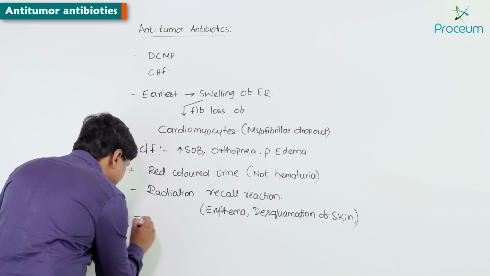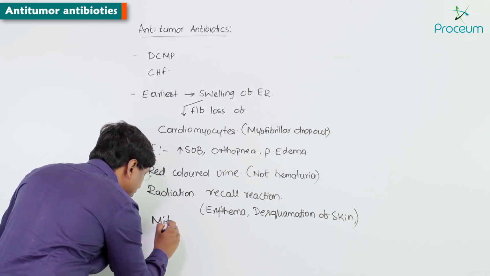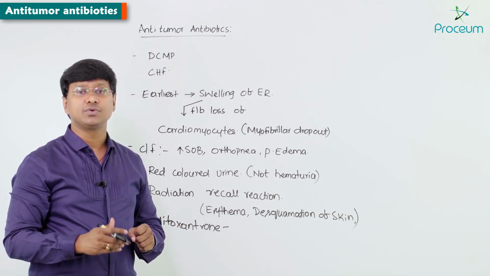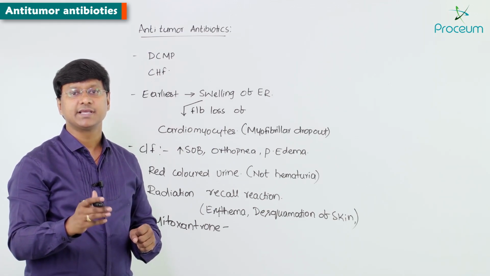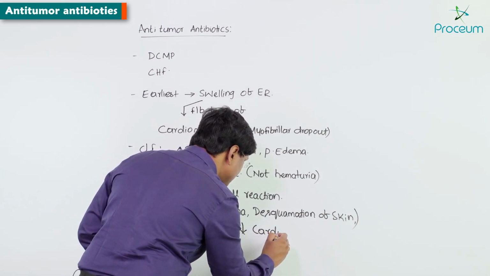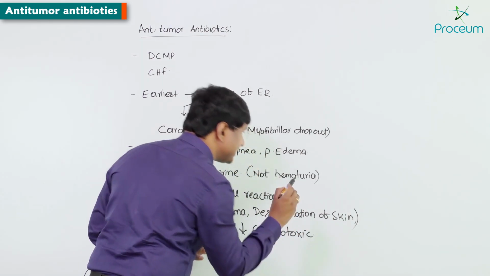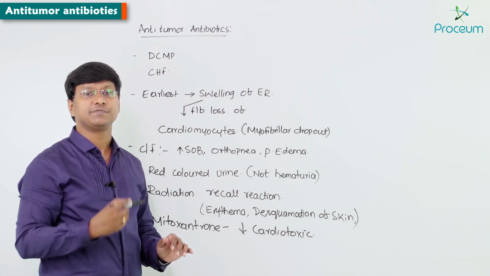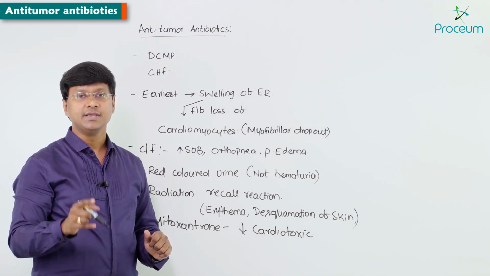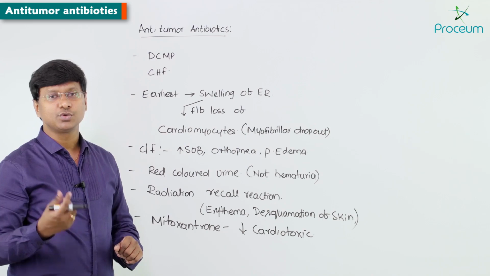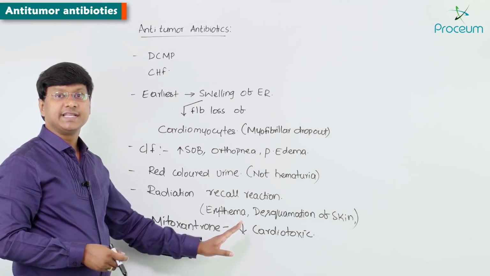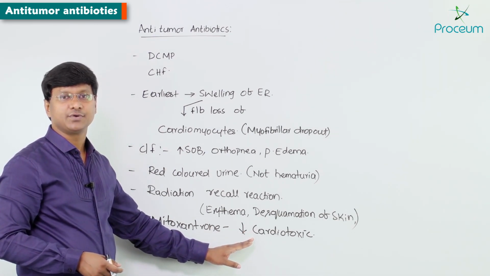Now, we have a drug in this particular group called mitoxantrone. Remember, mitoxantrone seems to be less cardiotoxic than the other drugs of this group. So we have seen that these drugs produce a free radical, and that is what is responsible for the development of dilated cardiomyopathy, right? And how can you reduce this cardiotoxicity? By using alpha tocopherol, which is a free radical scavenger. Now, this mitoxantrone has less development of cardiotoxicity.